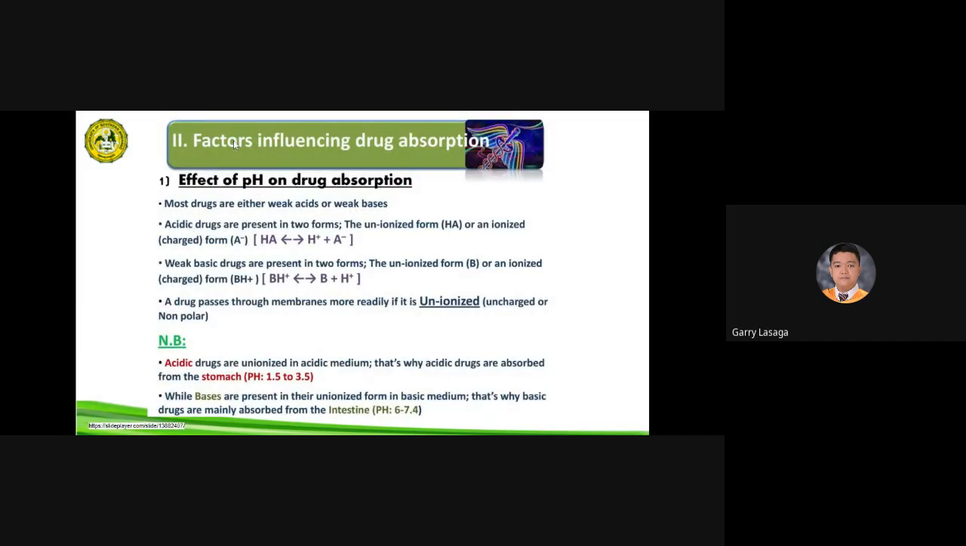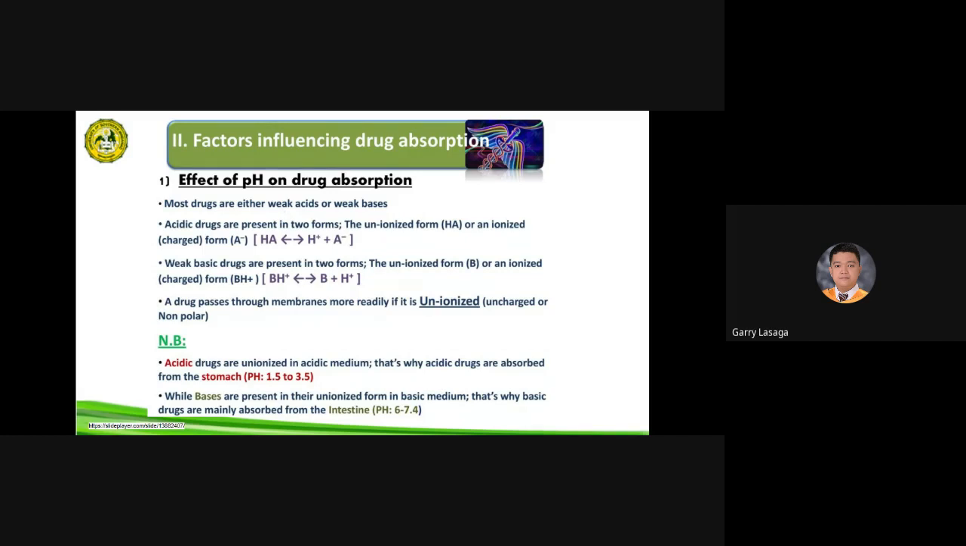So there are different factors that will influence the drug absorption of a particular drug. And one of those is the pH. Now, the pH of the drug itself and the pH of the environment where the drug will be subjected. So it is said that most drugs are either weak acids or weak bases. So a drug could either be an acid or a base.